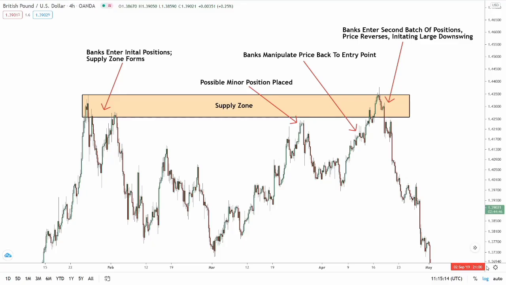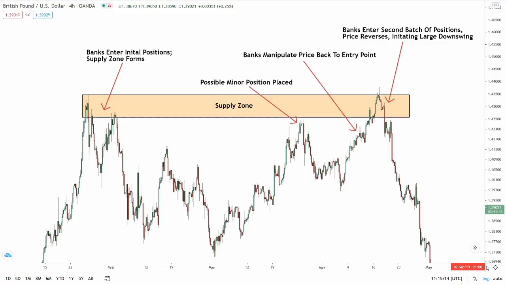Now, does that mean price won't reverse from some zones more than once? No, of course not. However, it's not the zone causing the reversal, but something else, like a news release for instance. News comes out, price reverses from the zone. It's not the zone causing the reversal, it's a news release. They just happen to occur at the same time.